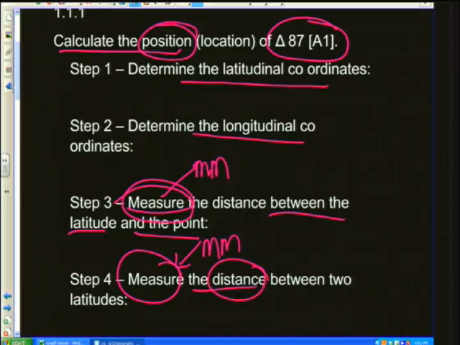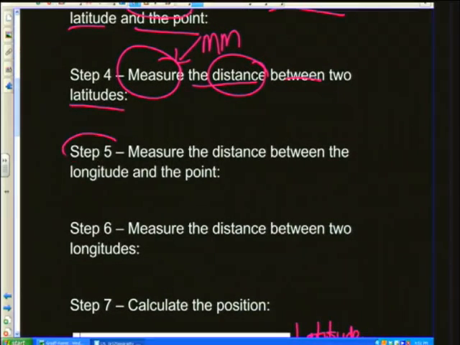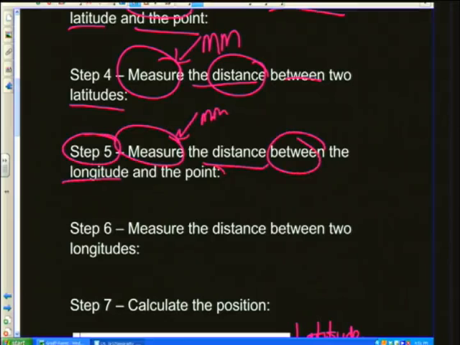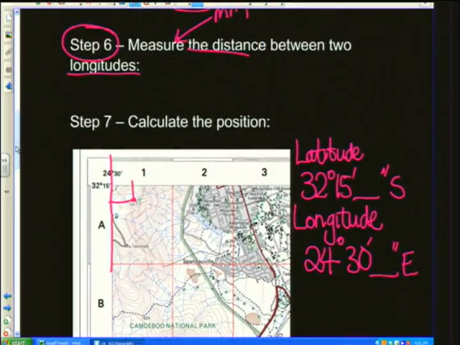The distance between the two latitudes. I'm going to go further and check the next step. Step 5, measure, again in millimeters, the distance between the longitude and the point. And step 6, measure the distance between two lines of longitude. When we do this, we are able to calculate position.